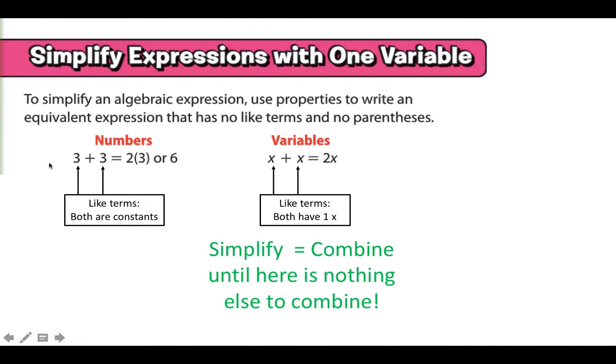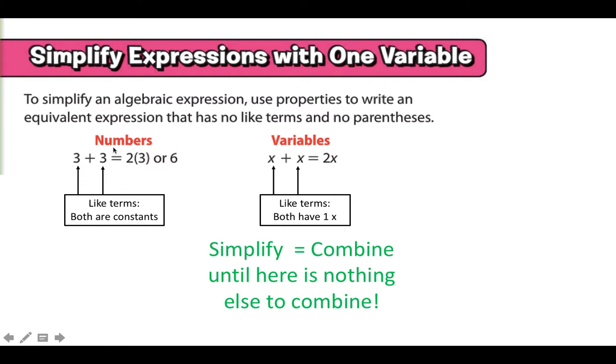Now, in the lesson, like the headings we wrote down said, we're going to simplify expressions. And in this particular case, we're going to look at expressions with 1 variable. To simplify an algebraic expression, use properties to write an equivalent expression that has no like terms and no parentheses. Essentially, and write this down, to simplify is to combine until there is nothing else to combine.